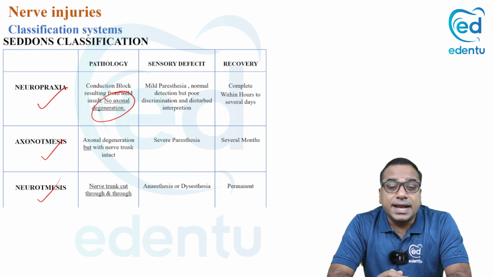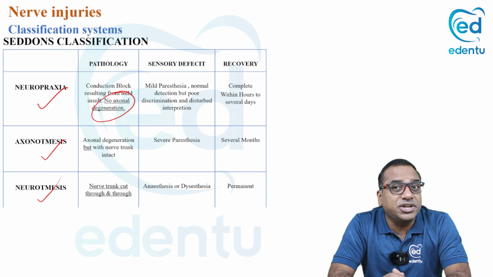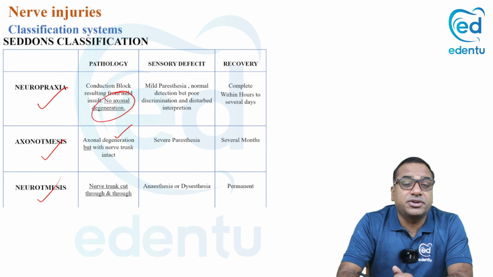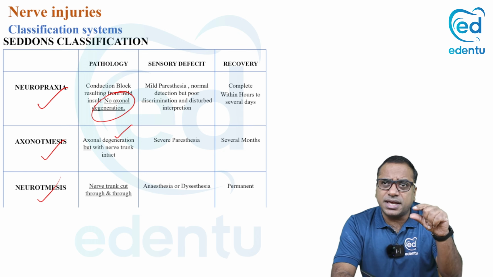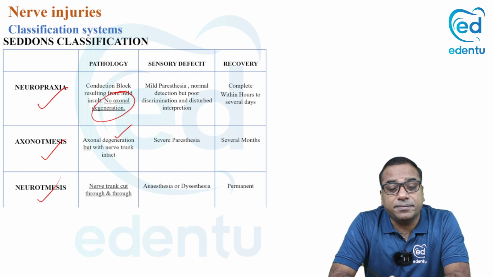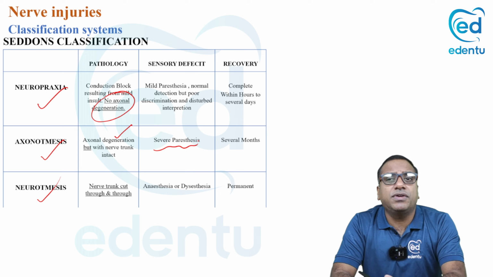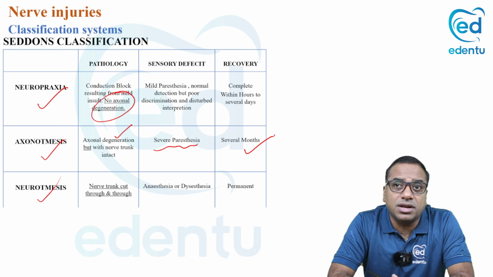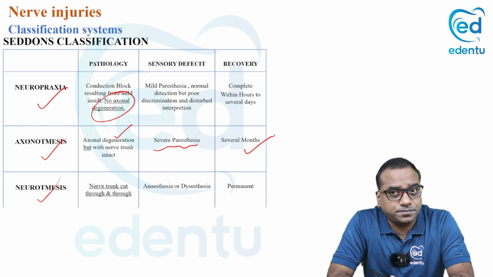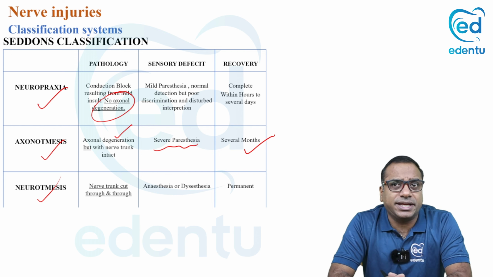Next one is axonotmesis. The axon is getting hit and it is getting degenerated. So there is axonal degeneration. This is a severe issue now, but the nerve trunk is intact. The nerve is there, but the axon degeneration has happened. So there is severe paresthesia. The patient has full numbness and cannot feel any sensation there. It takes several months, maybe 6 months, 8 months, or even a year to recover. That is called axonotmesis, where axonal degeneration takes place.